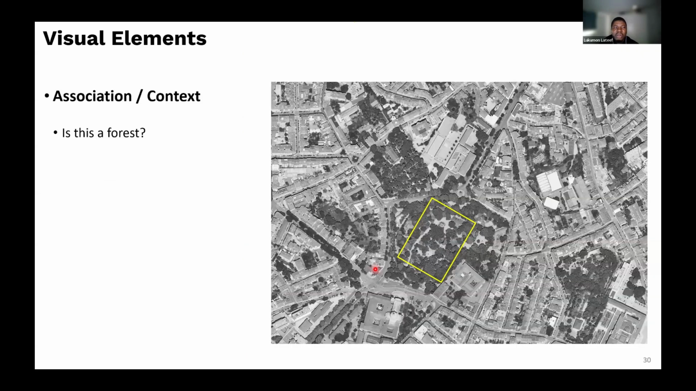So another thing is the context or the association between the features. So here you can see some rough textured features which signify trees or vegetation. But as well, you can see some bright features which are buildings and the like. So you can call this a forest. But if you put it into proper context or perspective, this should be a park in an urban area.